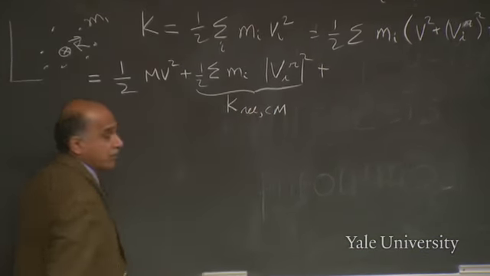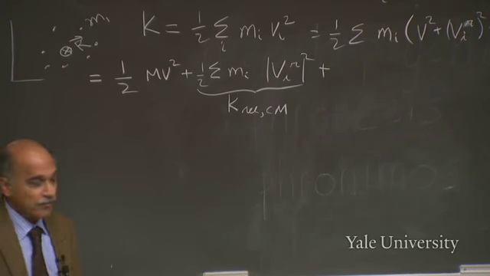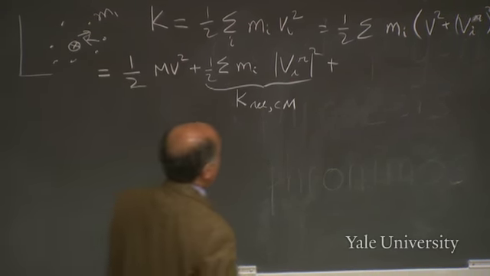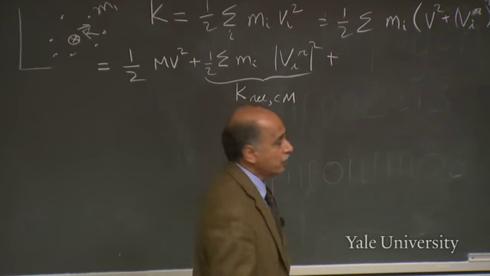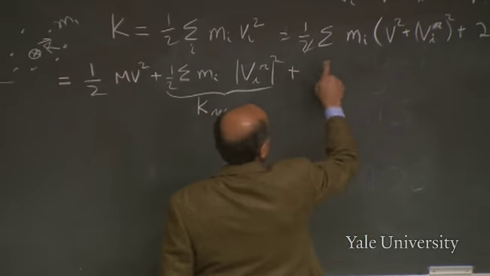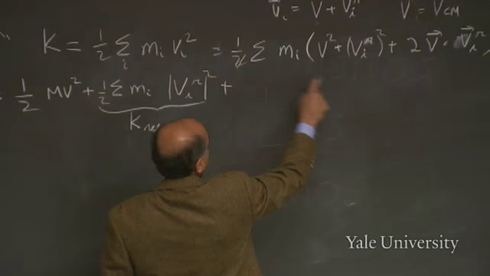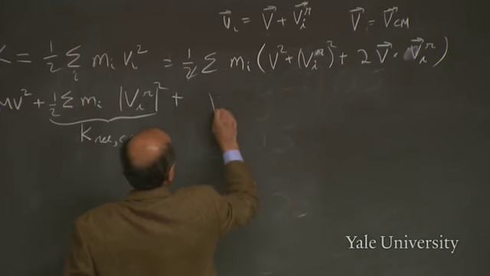We can give it some name. But once again, the cross terms are going to vanish. That's what I want to show you. Let's look at the cross term. The 2 cancels the half. Then I get this capital V can be pulled out of the summation.